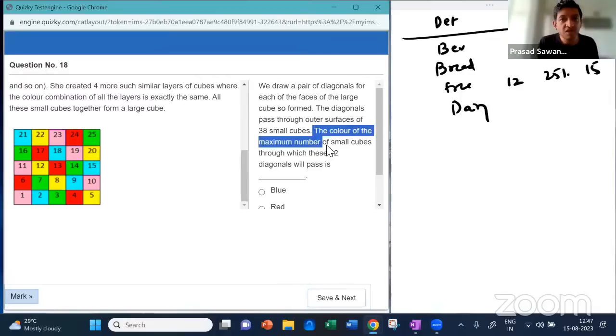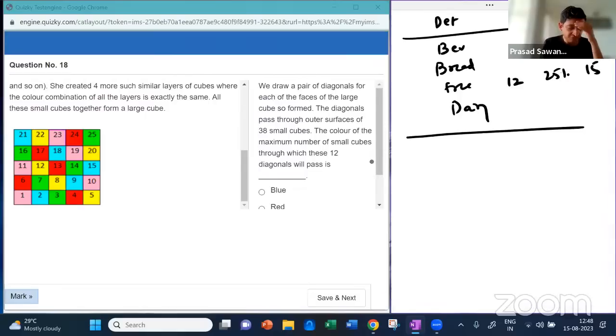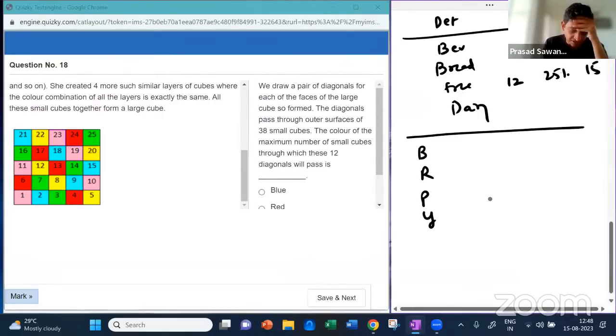Yeah, understood. The color of the maximum number of small cubes to which these 12 diagonals pass is what? Okay, so we'll have to figure out what happens on 2 faces. These will have flat faces. Okay, understood. So this face, if you look at it, I'll just write blue, red, pink, yellow, green. So 5, right? 5 of each color.